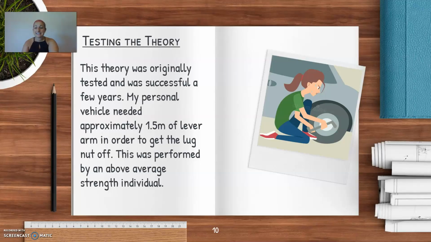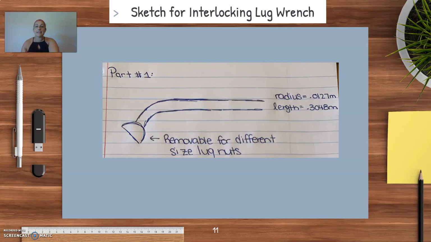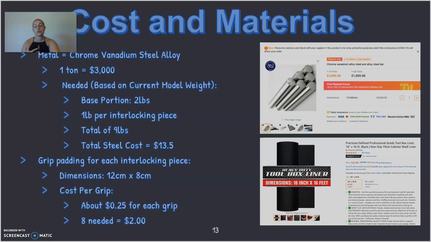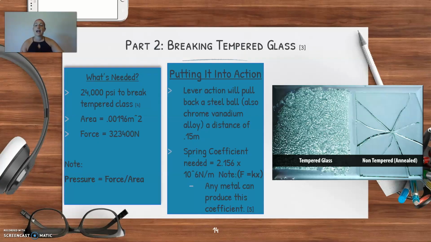So I did test this theory. This is where I would actually want to have that lab portion if I were to do it right now. And then I have the sketching portion where I designed the device. So here is all of that for my interlocking lug wrench. And then cost of materials, which is something the students may or may not do. And then I had a secondary portion where I use a spring coefficient, but the students may or may not use that. But you can kind of see very quickly what was put into this project.